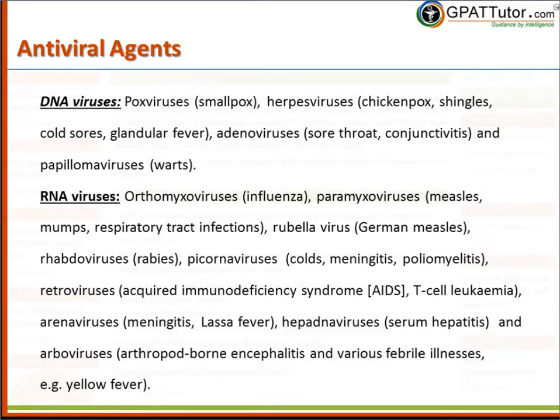Coming to the broad classification of viruses, like DNA and RNA, adenovirus and papillomavirus are included in DNA viruses. Similarly, examples of RNA viruses include the acquired immunodeficiency syndrome virus, otherwise known as a retrovirus. Measles, mumps and respiratory tract infections are also due to RNA viruses. Please go through the structure of the virion particle carefully for better understanding.